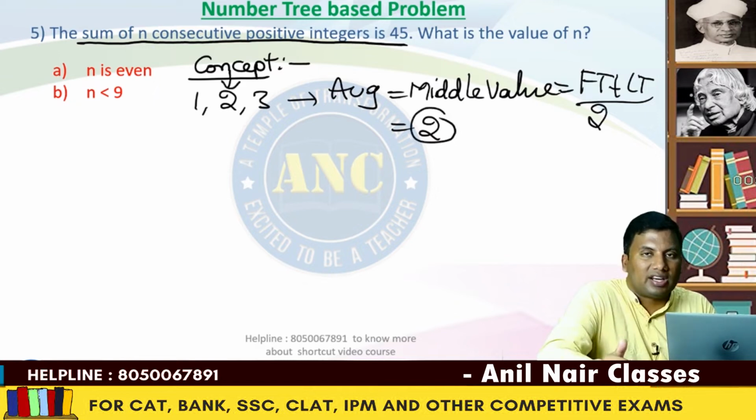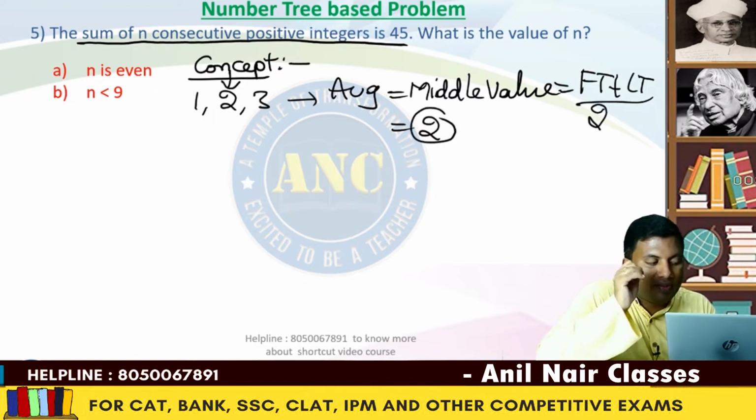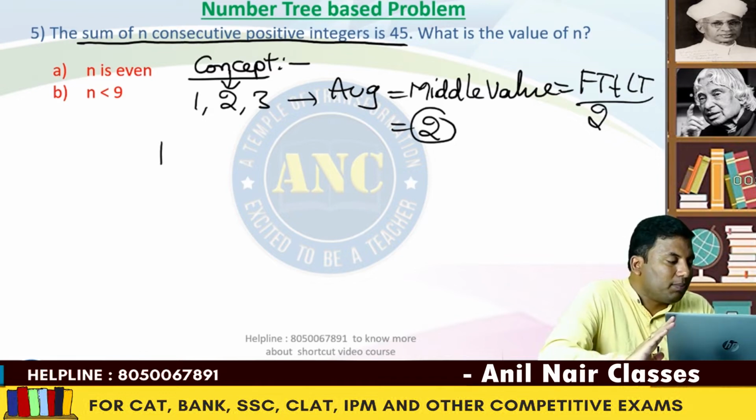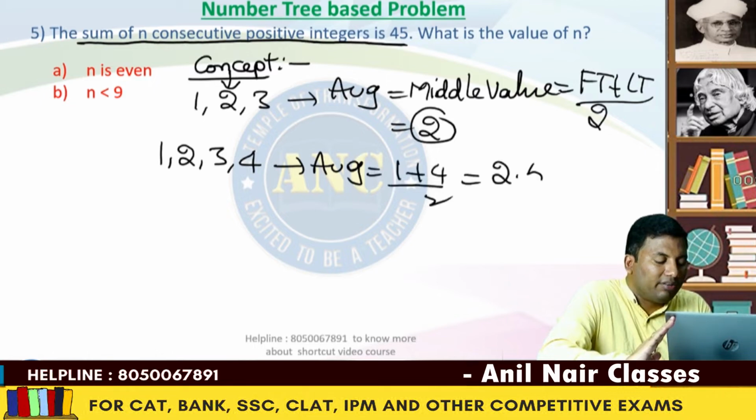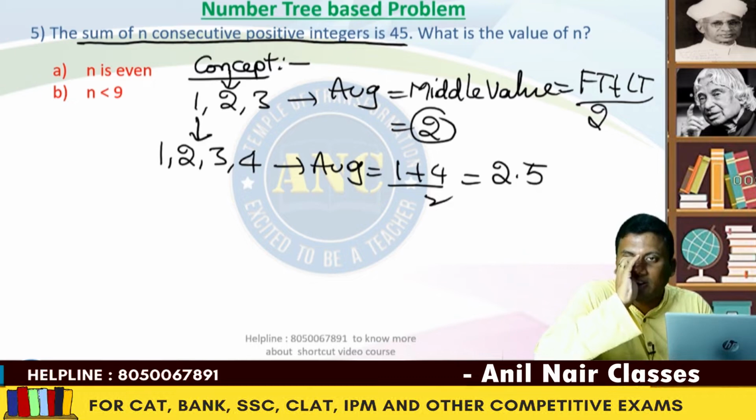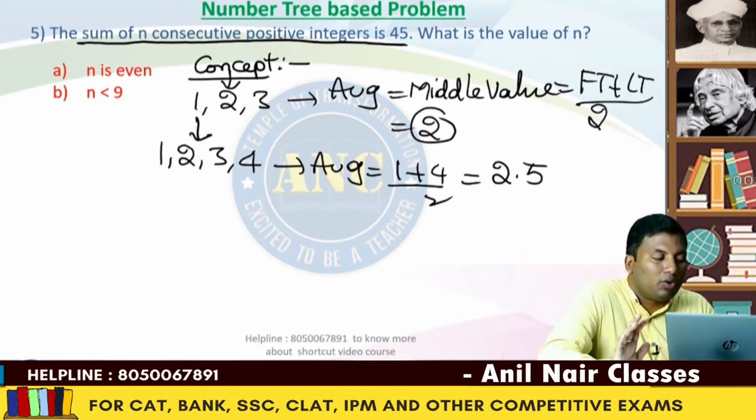If 3 terms are there, 1 term to the left, 1 term to the right. Suppose it is 1, 2, 3, 4. Average is nothing but 1 plus 4 by 2, 5 by 2, 2.5. It is not a term. There are 2 terms to the left, 2 terms to the right. I hope it is clear.